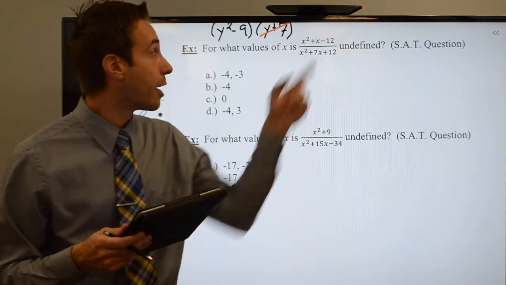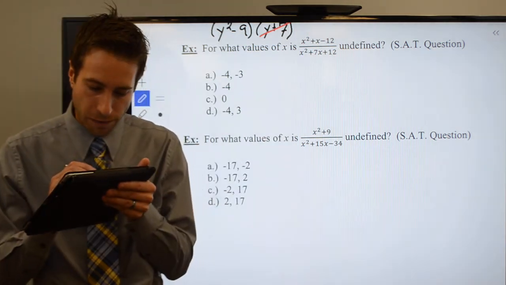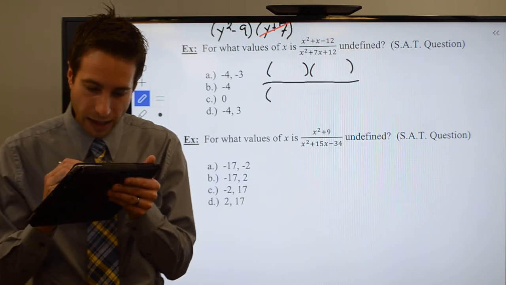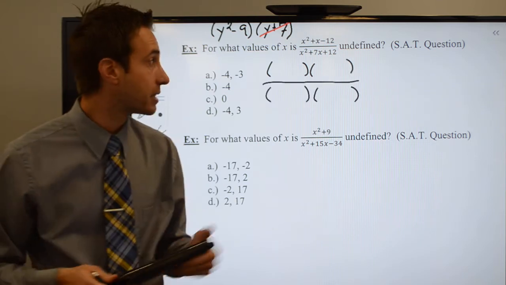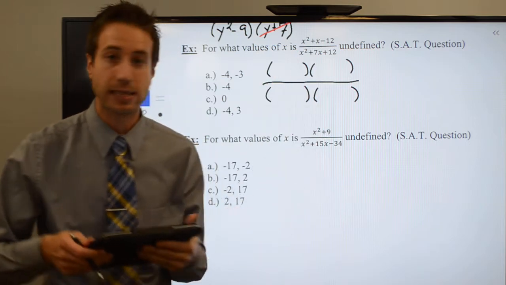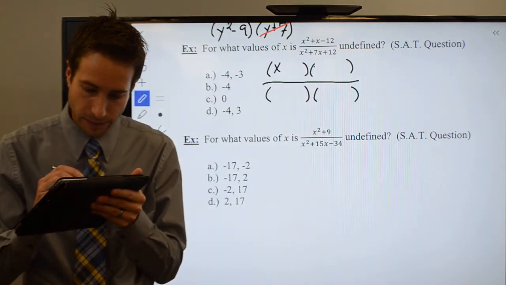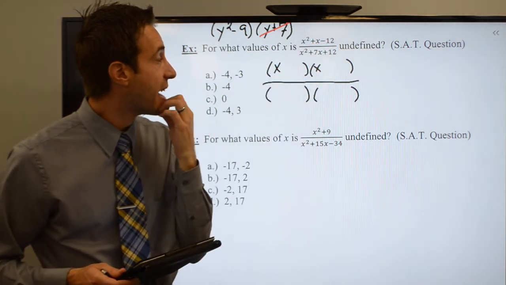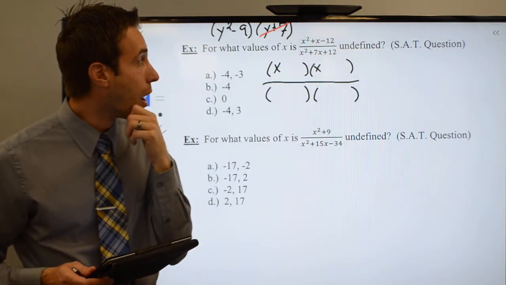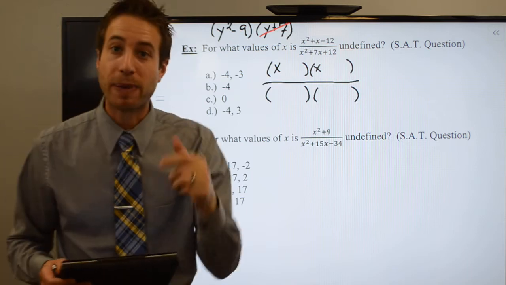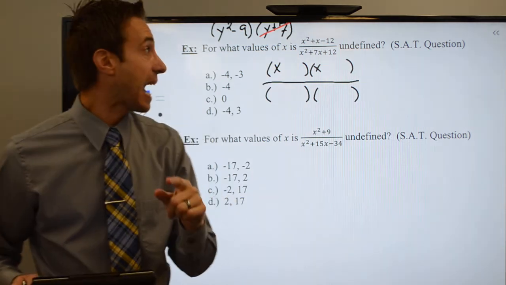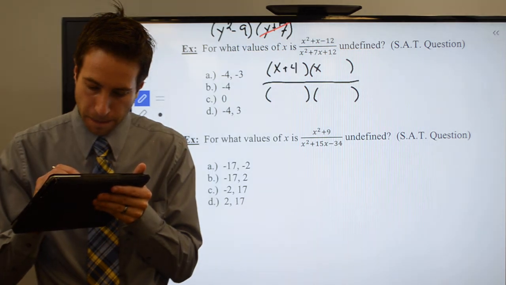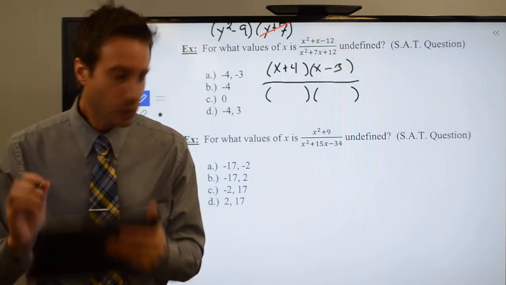The x squared plus x minus 12, hopefully with any luck, that'll factor into 2 binomials, as well as the bottom. Let's see what happens. Well, in order to get the x squared, I need an x and an x. And I need a minus 12 and a plus 1. Well, I think the best way to get that is going to be a plus 4 and a minus 3. Right?